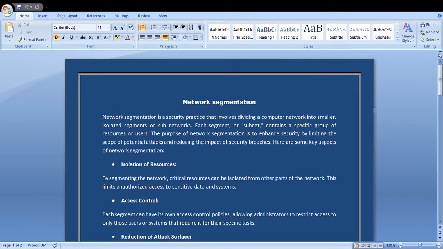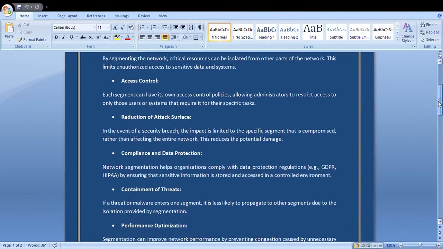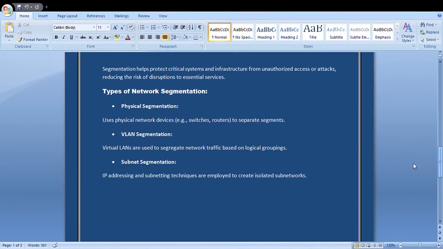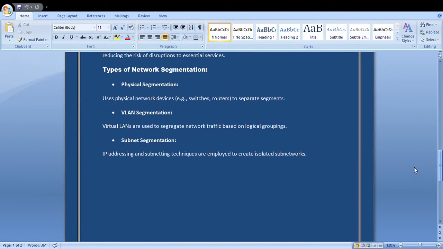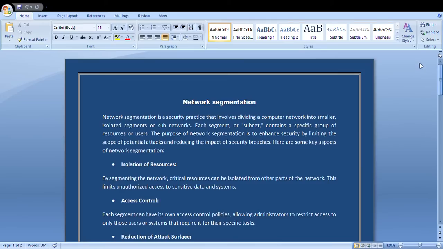Today our topic of discussion is network segmentation. So let's go towards our video. Here we have the concept of network segmentation first, then we have some key aspects of network segmentation, and at last we have types of network segmentation. So let's go towards our video.